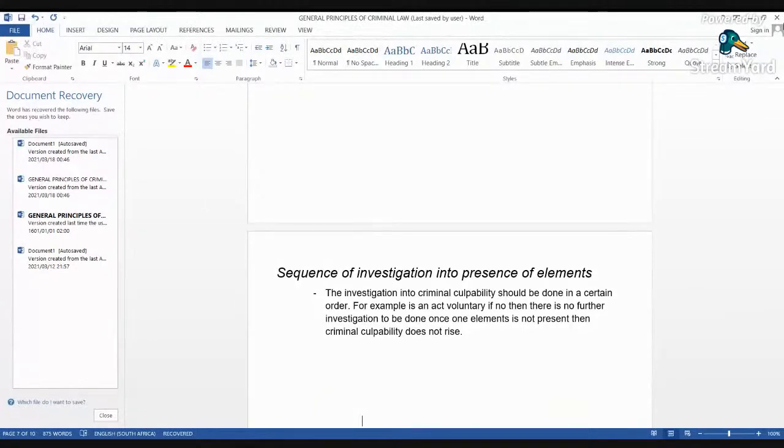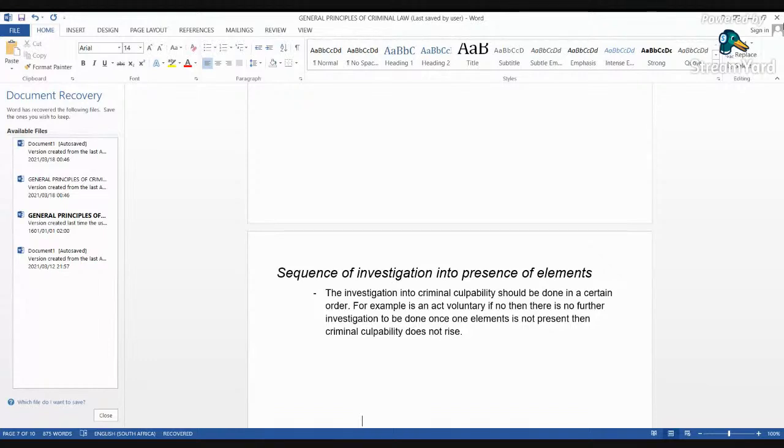And the fourth element that gives rise to criminal liability is culpability. Here we're looking at the person who actually acted. Do they have the mental capacity, or are they able to act with an appreciation of right and wrong? And remember, the people who are regarded by law as not having criminal capacity are children as well as mentally challenged people.